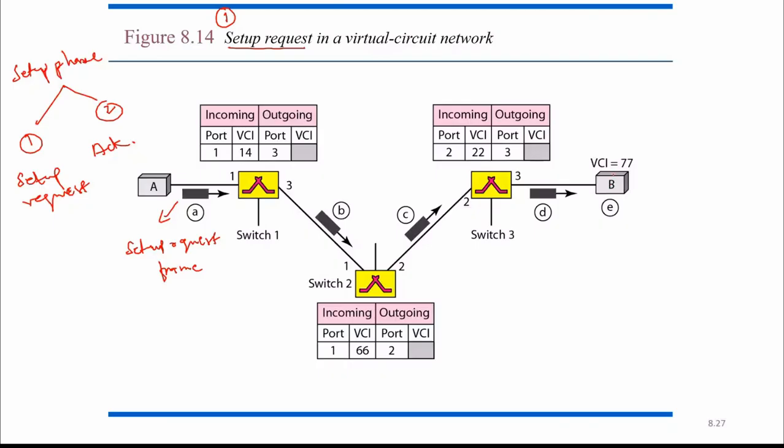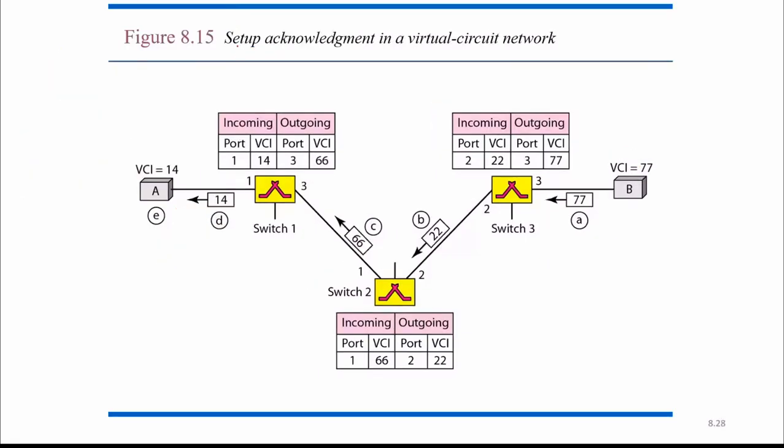So once the request is received at B, B will decide the VCI of B. So B has the VCI of 77. Suppose B has the VCI of 77, then it will return an acknowledgement. The acknowledgement step is the second one, the setup acknowledgement. So in step 2, in the setup acknowledgement, it will assign the 77 and return the frame. So this will be the acknowledgement frame.